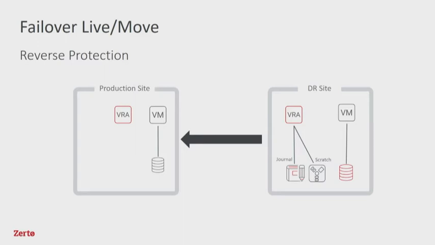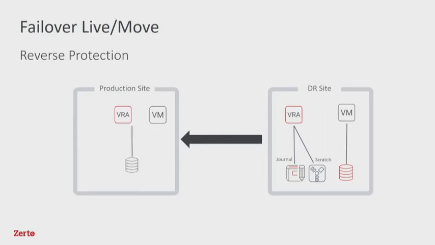Last but not least, once you've done a failover live move, you can do reverse protection. Basically, reverse protection is the ability to configure the VPG based on the configuration and some heuristics we calculate based on the VPG configuration and the protected VM configuration. And you can start the replication as soon as possible.